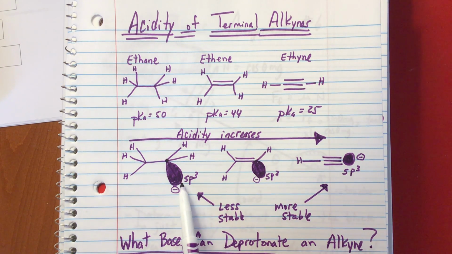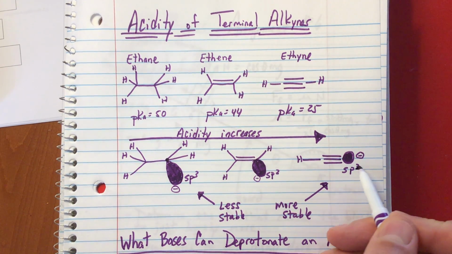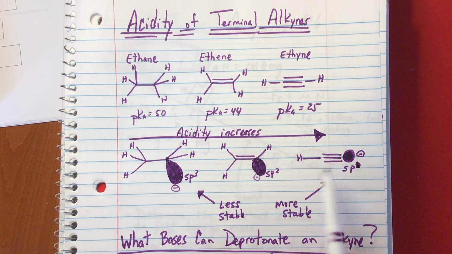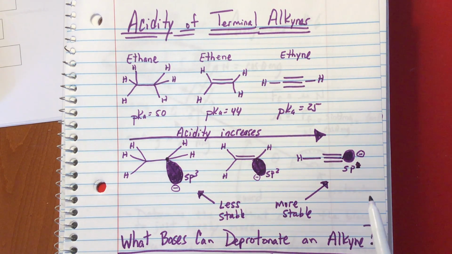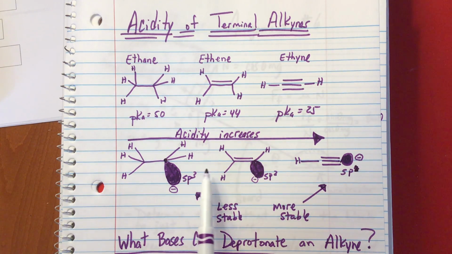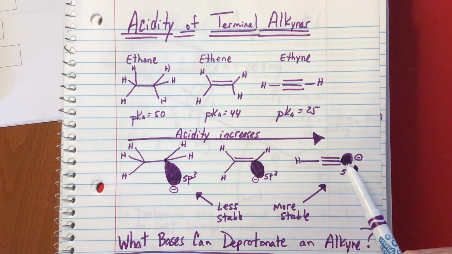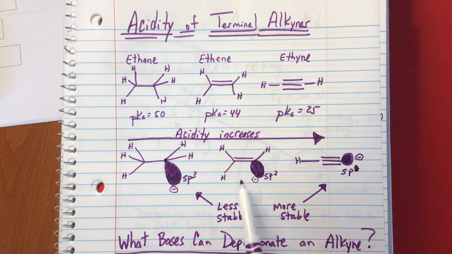So as you can see, as we go from sp3 to sp2 to sp, this should be sp hybridized, these areas of electron density become more condensed, therefore they get closer to the nucleus of the carbon, and that stabilizes that negative charge. So we have increasing stability of the conjugate base as we go from sp3 to sp2 to sp. So terminal alkynes, in terms of a base, are not as strong as an alkene or an alkane.